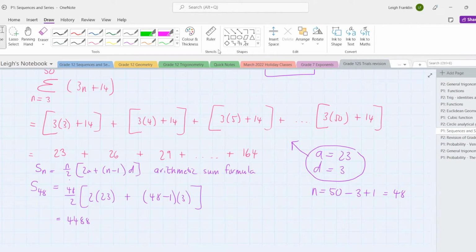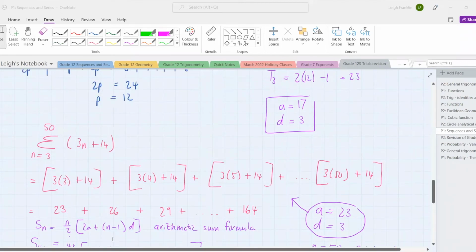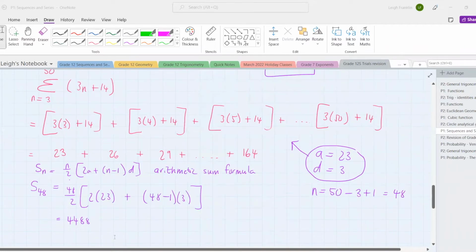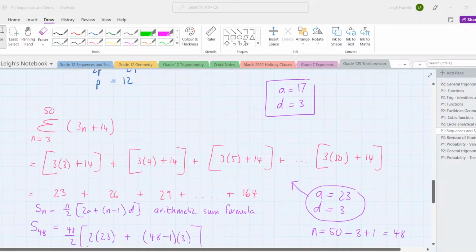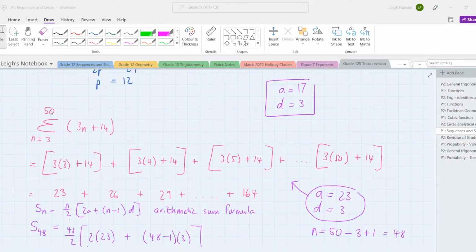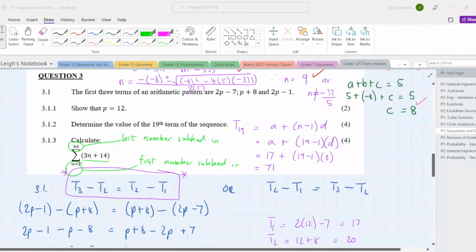Okay, so as I had said before we even started, something like this is meant to be fairly straightforward and fairly accessible for everybody. So just running through it again, remember the number at the bottom is where you start subbing in. The number at the top of the sigma symbol is where you finish subbing in. That's the last number that gets subbed in. The rule is in brackets next to the sigma notation symbol. And when you want to work out the number of terms in the pattern, it's the number at the top minus the number at the bottom plus 1. Okay, and that's sigma notation.